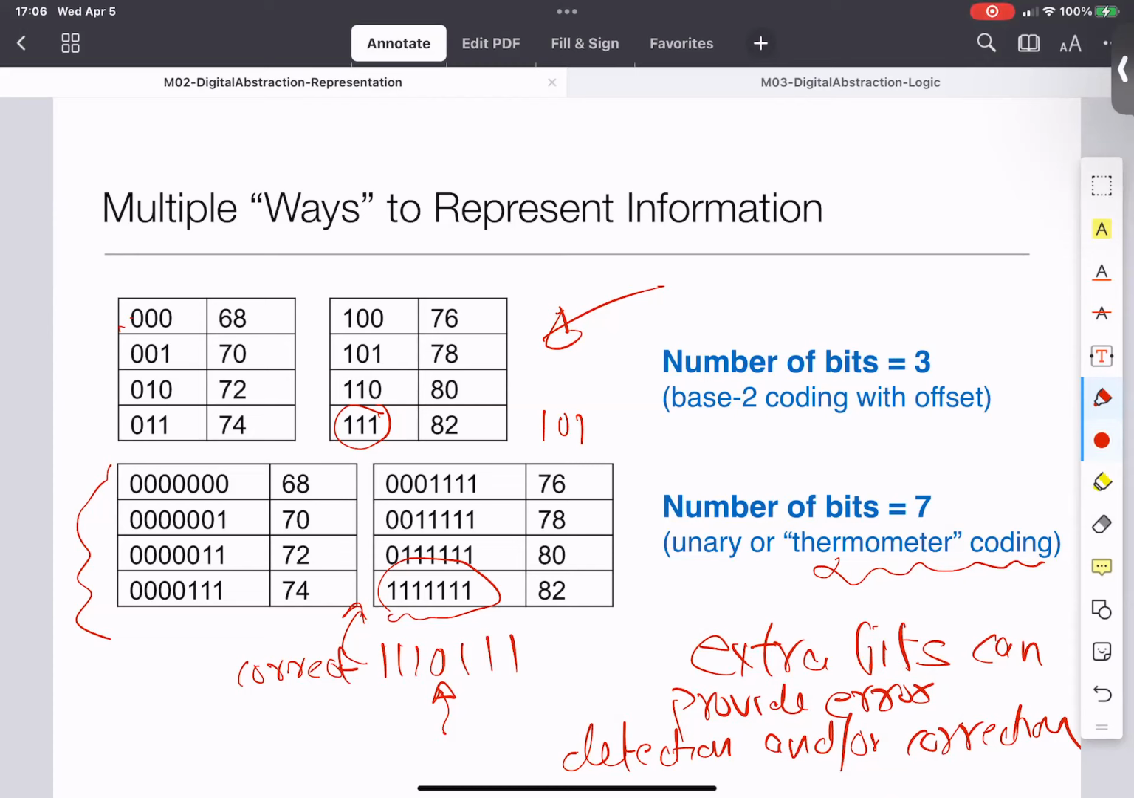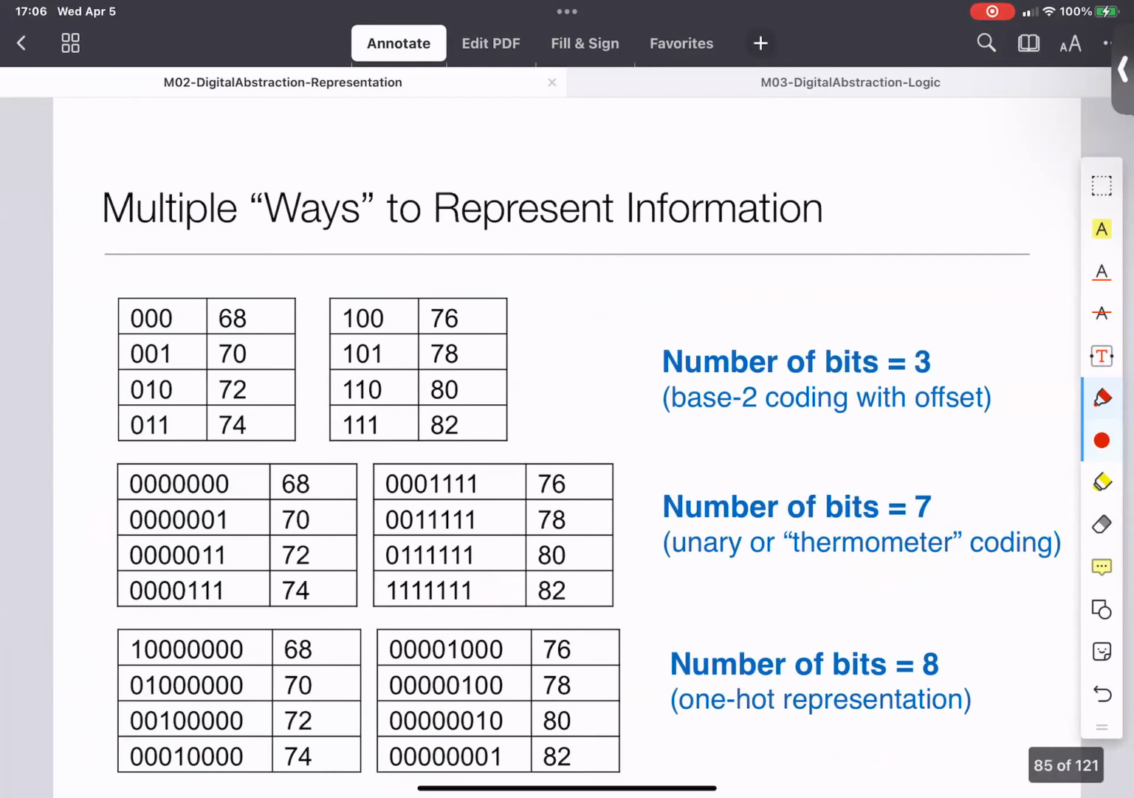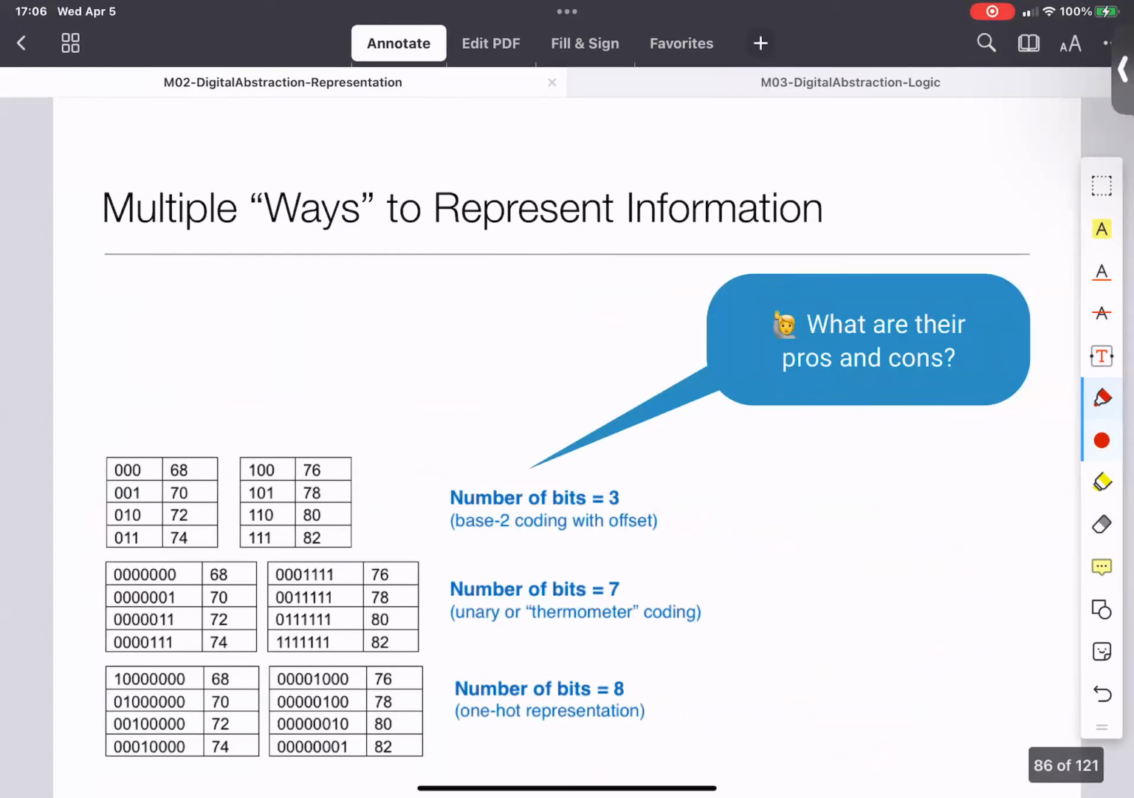Now, of course, the disadvantage here is that I'm using more bits to represent things, and also it's not clear that this is the best way to provide robustness. Some other examples. This is the one-hot representation. I'm now using 8 bits, and which bit position is one tells us the value. So many different representations. One can think in terms of what my costs are and what the advantages are that come with it.